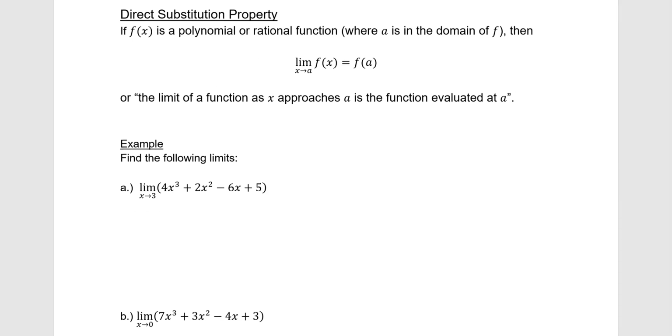Okay, so hopefully when you were doing these problems, you were just thinking to yourself, well, these rules are kind of obvious. All we're doing for the most part is just plugging in the number and evaluating it. So that's true, and that has to do with the fact that these functions were continuous where we were plugging them in. So this brings us to the direct substitution property, and we're going to be talking about polynomials and rational functions here. So if the function is a polynomial or rational function, we know polynomials are smooth and continuous functions everywhere.